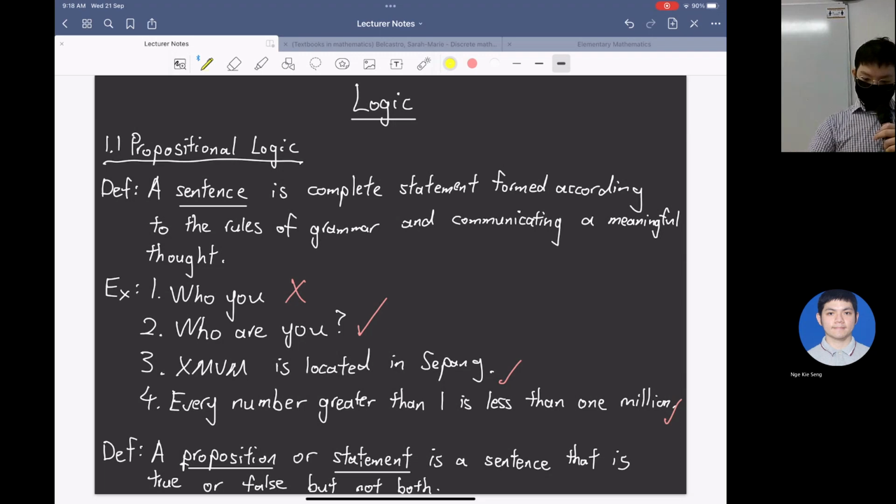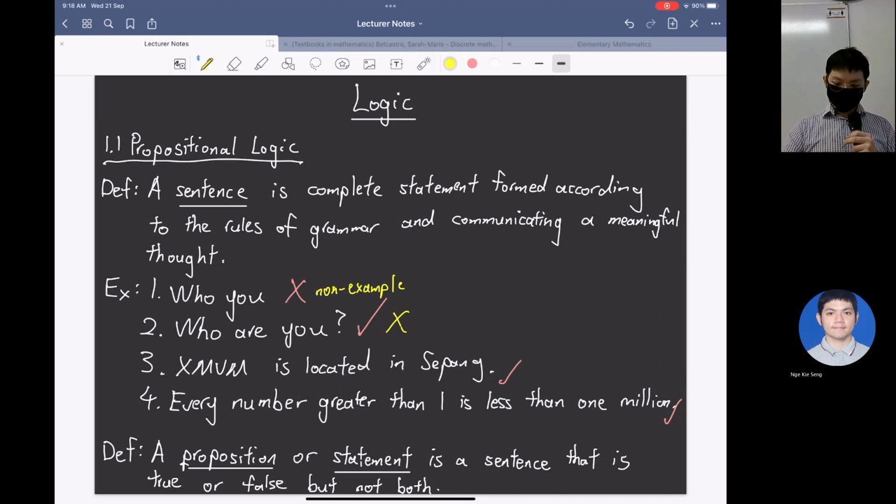So check again. First, this is a non-example. Since this is not a sentence, it is not a proposition already. How about the second one? Is this a proposition? No, right? Because you can't say it's true or false. It's a question. Okay, how about the third one?